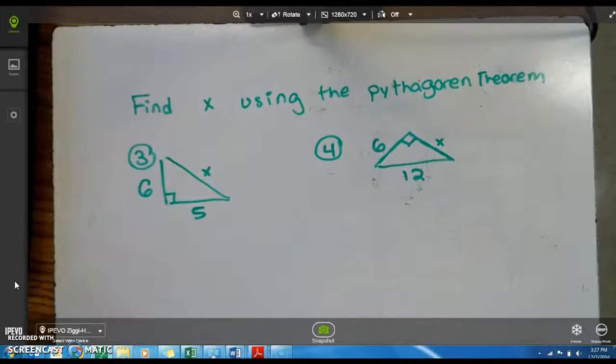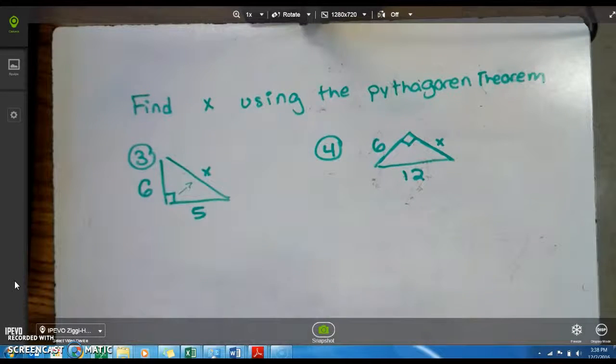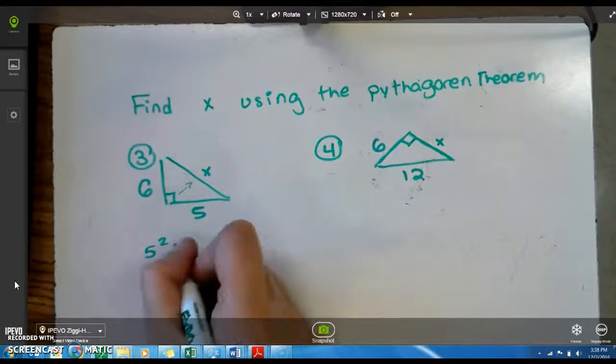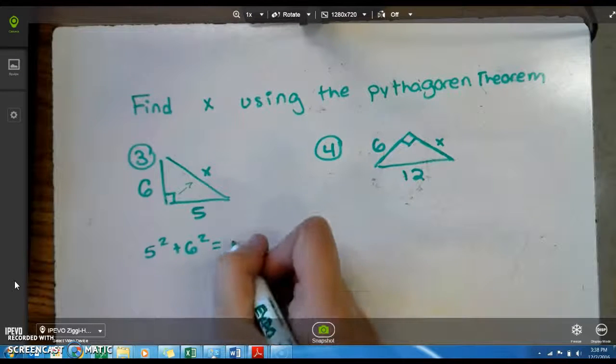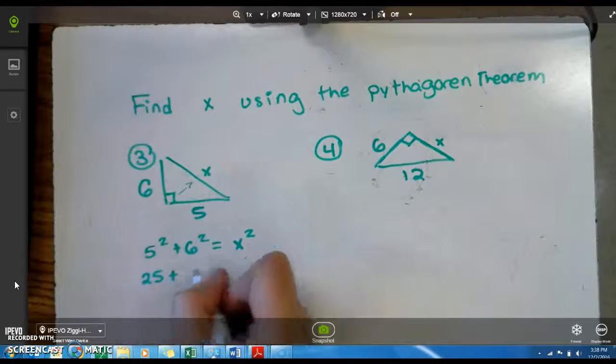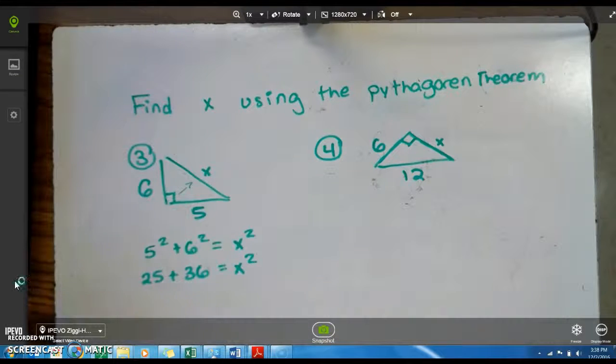Okay, the second topic we learned that same day was finding x using the Pythagorean theorem. So here are two Pythagorean theorem problems, right? Over here, I've got that x is across from the right angle, which makes it C, or the hypotenuse, my biggest side. So that's going to be on the side by itself. Right? So I square these, 25 plus 36 is equal to x squared. Let's add those two together.